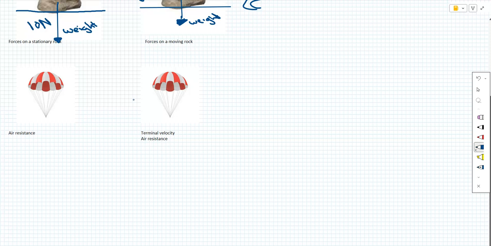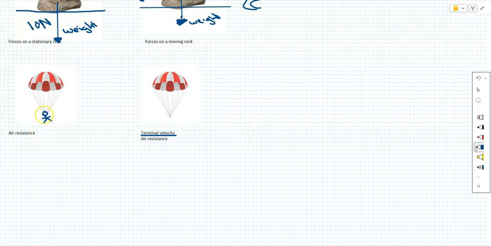We have air resistance and terminal velocity. There's another word that we need to learn, terminal velocity, and air resistance again. So we all know from all the movies that we normally watch, all the action movies, when the guy jumps out of the plane, right? He falls very fast. He drops like a stone.